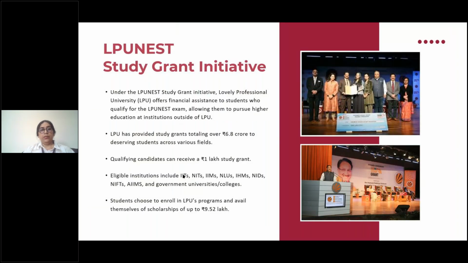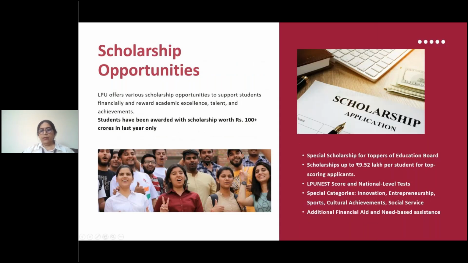This is the LPU study grant, one of the amazing initiatives by our university. We help our students financially even when they are not studying in our university. If any student clears our LPU NEST and takes admission in NIT, IIT, IIM, we offer a study grant of 1 lakh. LPU has provided study grants of 6.8 crore to deserving students in different fields. When I discuss how to get enrolled in BTech civil engineering, I'll tell you how we can get these different scholarships.